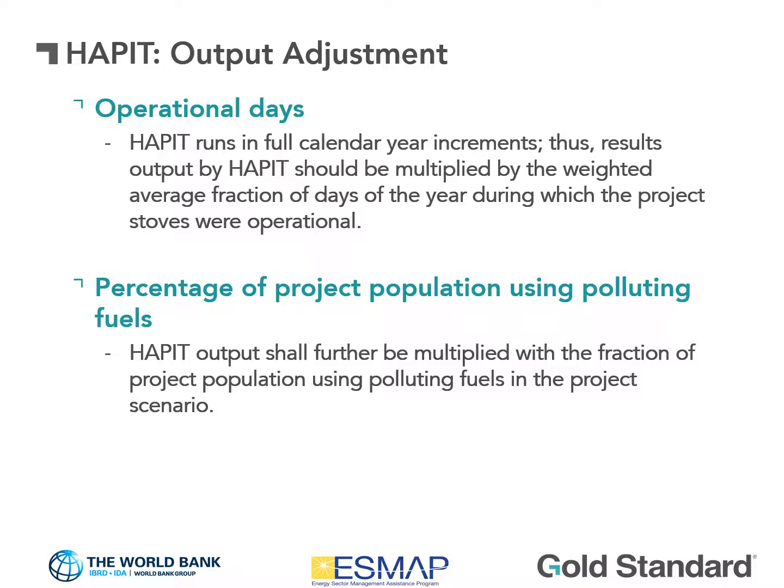HAPIT assumes that all the users provided with the project stove use polluting fuels. As discussed during an earlier module, the project developer shall carry out the project household surveys to capture any change in cooking pattern. The surveys provide the number of households that are using polluting fuels year after year. HAPIT output shall further be multiplied with the fraction of the project population using polluting fuels in the relevant project scenario. These polluting fuels include biomass, which comprises wood, dung, crop residues and charcoal, coal, including coal dust and lignite, and kerosene.